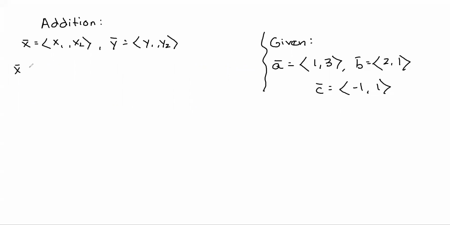Okay, so if we have x minus y, that equals x1, x2 minus y1, y2. And just like with addition, to calculate it, you do the subtraction component-wise. So we take x1 minus y1 to get the x component, and we take x2 minus y2 to get the y component.